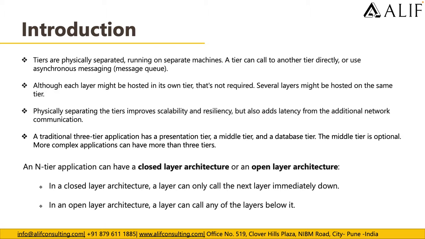Now, quickly jump to the introduction. The tiers are physically separated, running on a separate machine on a separate service. A tier can directly call another tier or can use a messaging queue to send messages on both sides. Second, each layer must be hosted in its own tier, and that is not required. Several layers might be hosted on the same tier also. So the tiers are physical separations, right? It's a separation of the components of our application, and these components can be hosted either on one machine or in one location, or multiple components can be used to run the application.